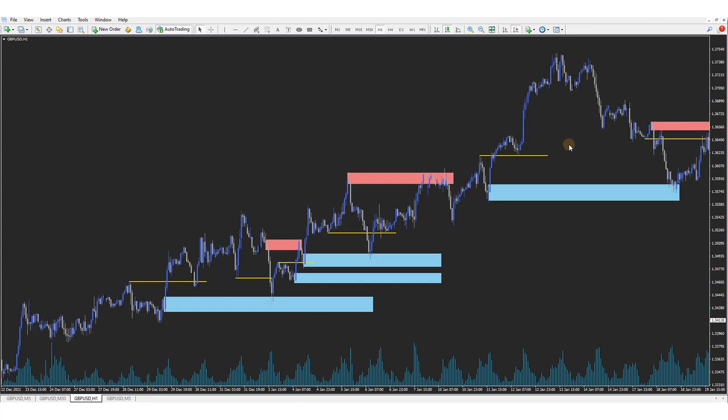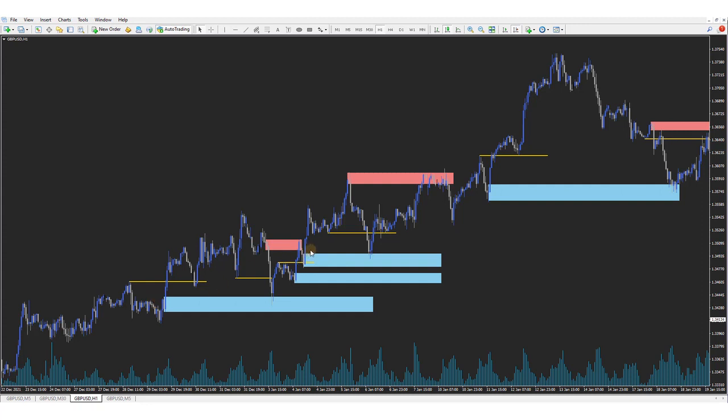Another thing I'm drawing, in this case, is the golden levels. These are price levels which were broken by created supply or demand. Why am I doing this? To also find the TPs.